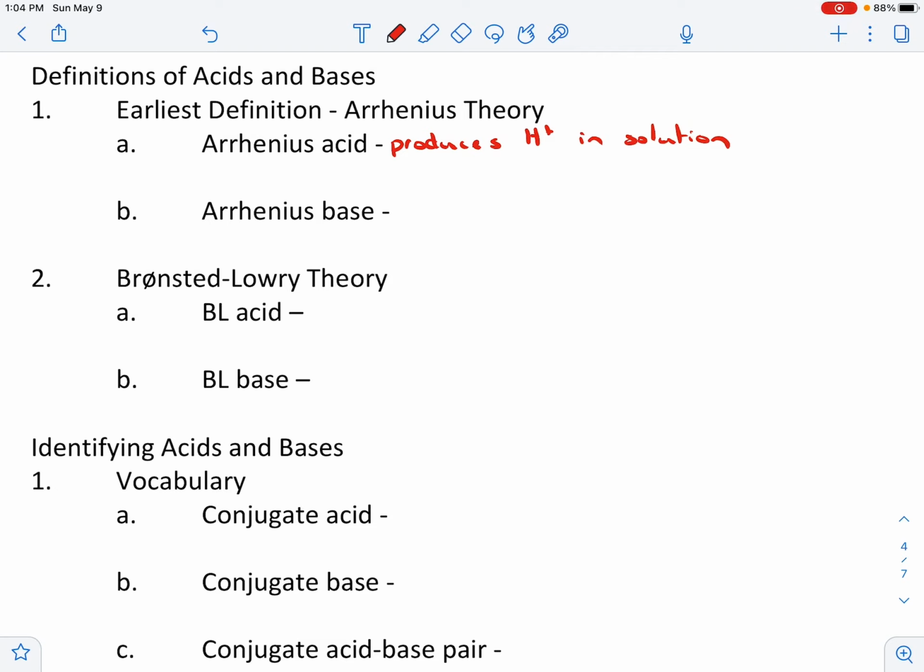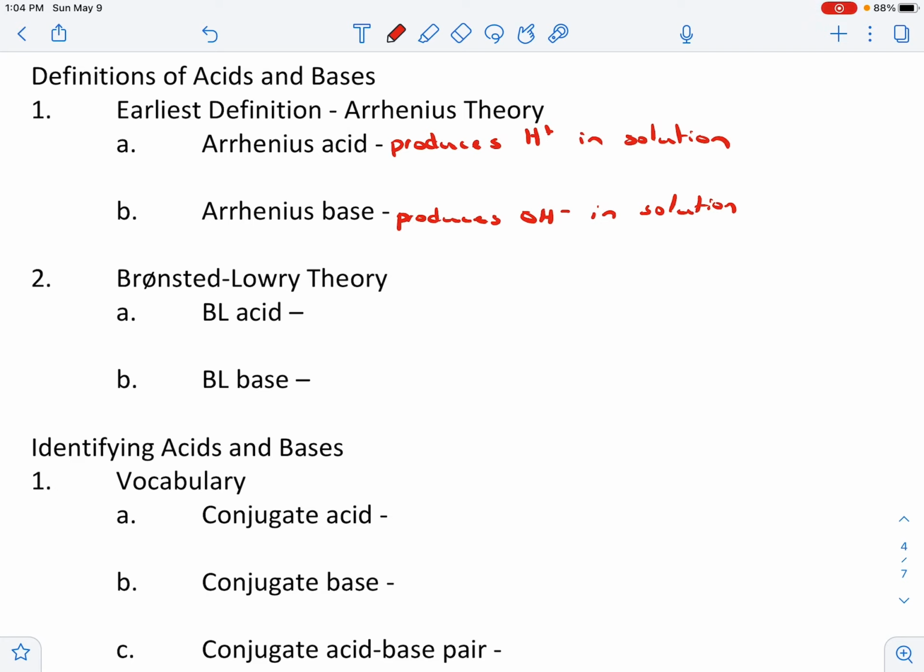Then his base, he said that it produces an OH minus in solution. And this is actually where he kind of got into trouble and it didn't really work out for all things, which is why they had to edit it and come along with a different definition.